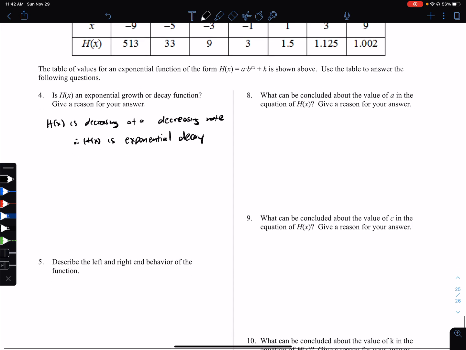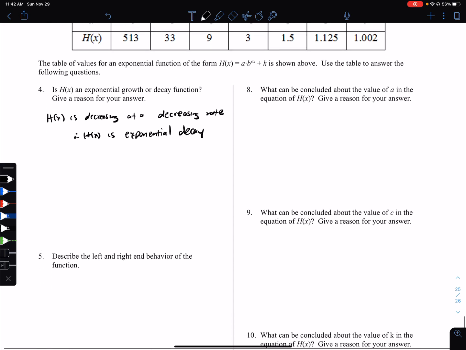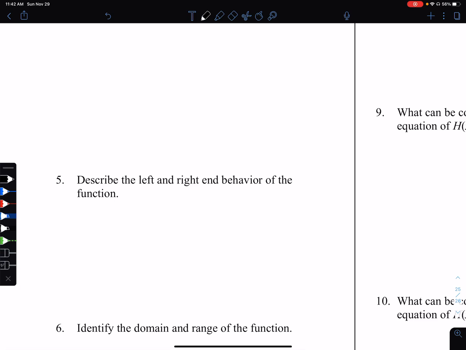Question 5, describe the left and right end behaviors of the function. So without even looking at this, the left end behavior is asking what's happening to the y values as x goes left forever. The right end behavior is saying what's happening to the y values as x goes right forever. Let's look at our table.